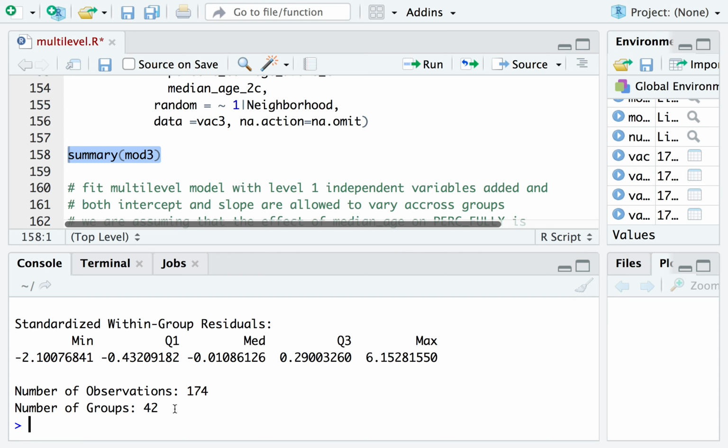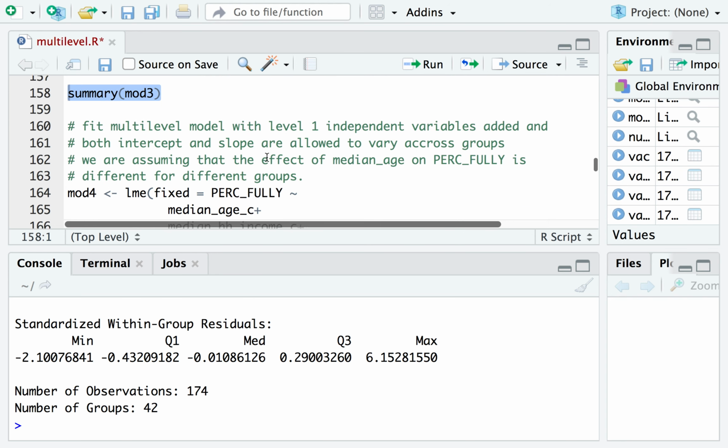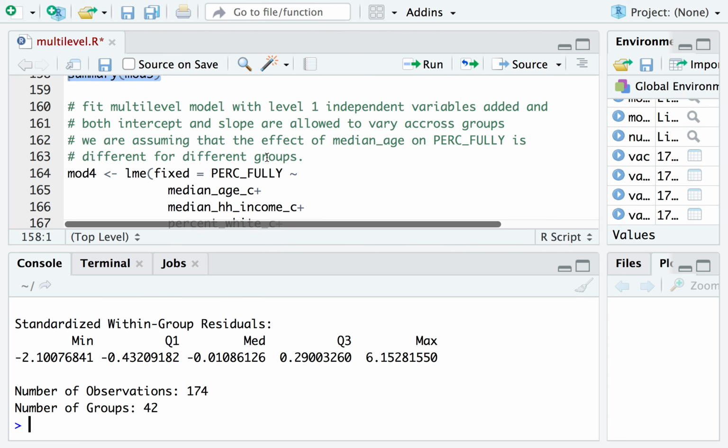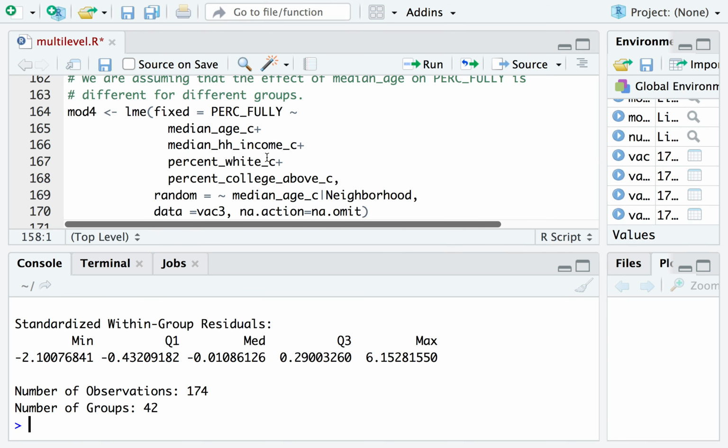And you can always check. This also gives you some descriptives of my sample size, which is pretty small, and the number of grouping variables that I had, which is 42. Now I want to run one more model. This is going to be the penultimate model. It's going to be another model after this.